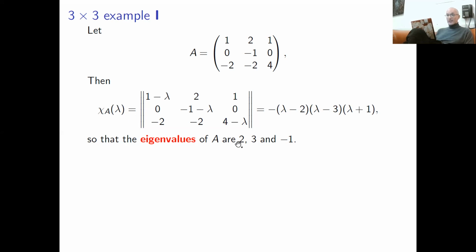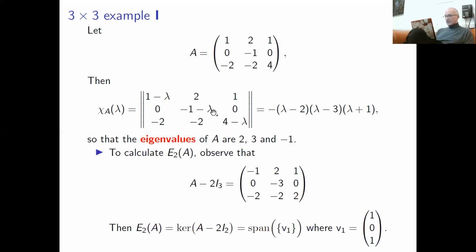By definition, for example, for 2, we take this matrix. You substitute 2 here, you get this matrix, and then you just find its kernel. How to find its kernel? You just take this matrix and multiply by the vector x, y, z and make it equal to 0. You have 3 equations, 3 unknowns. You're going to solve it.